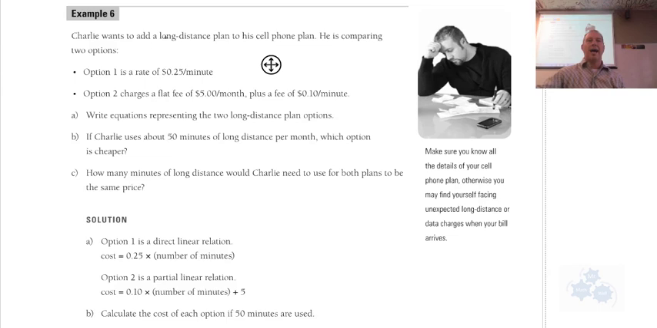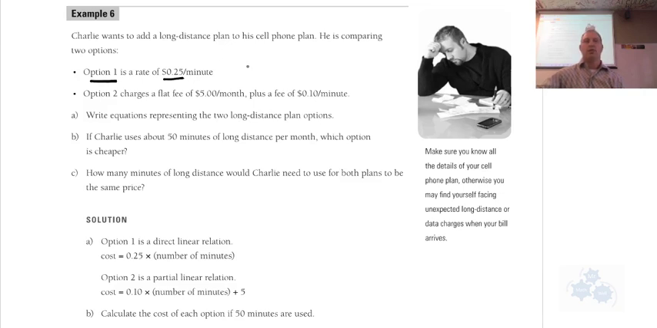So Charlie wants to add a long distance plan to his cell phone plan. He's comparing two options. Option 1 is a rate of 25 cents per minute, or $0.25 per minute. Option 2 charges a flat fee of $5 a month plus 10 cents per minute. Write equations representing the two long distance plan options.